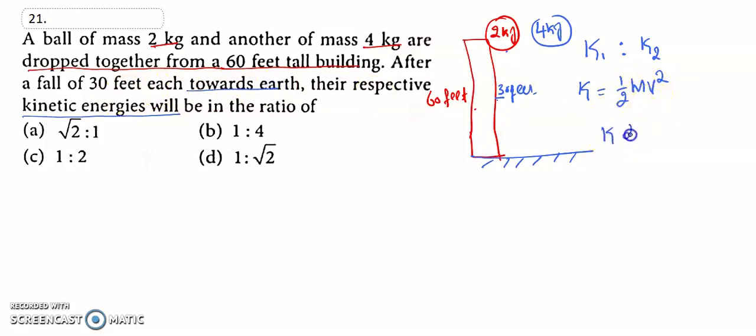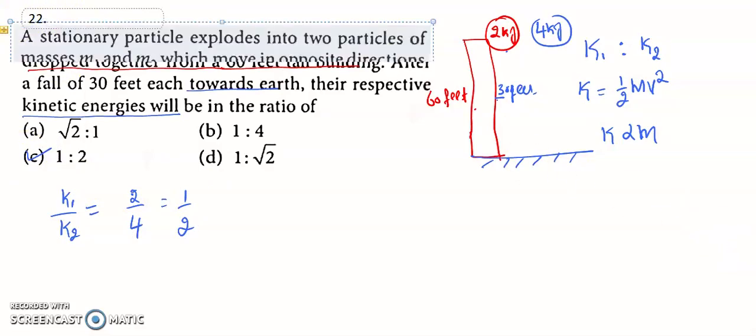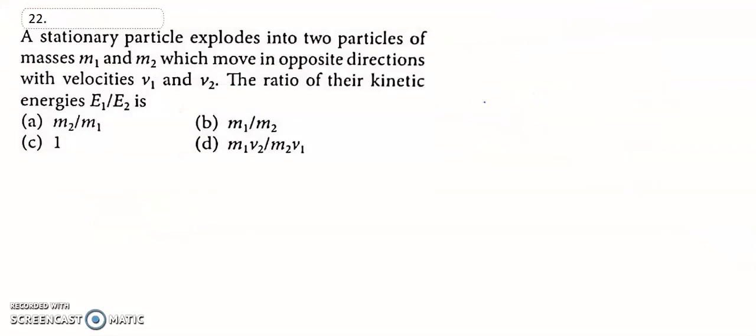ಹಾಗಾಗಿ K is directly proportional to what? m. So now K1 by K2 is equal to what? So equal to 2 divided by 4, that is 1 by 2, that is 1 is to 2. Option C is the right answer for 21. So let's move to the 22.